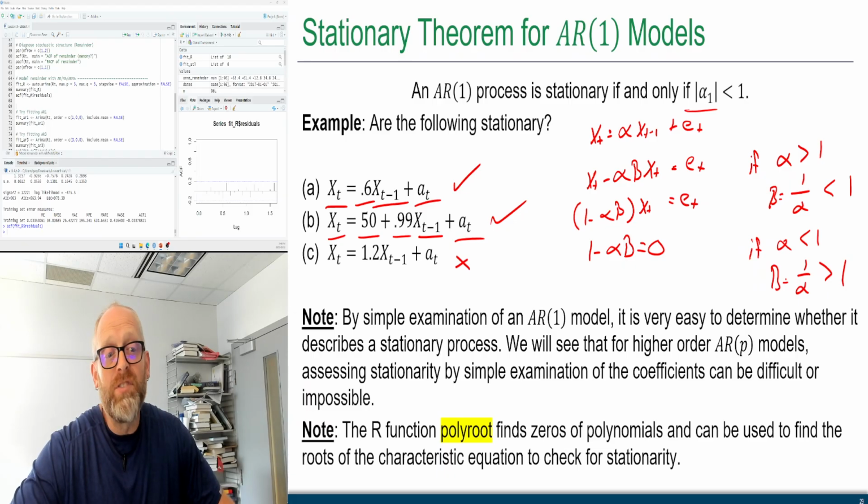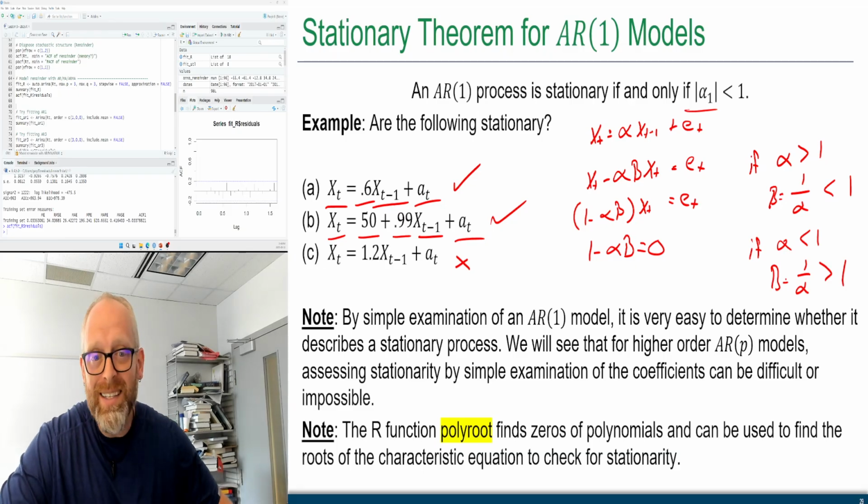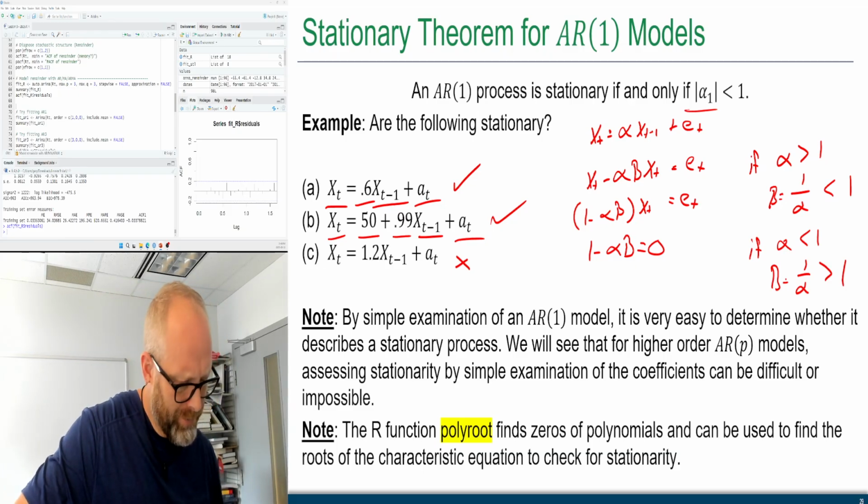Now in R, I can use the polyroot function, so I can build that polynomial that I get from applying that backward shift operator. I can ask, well, what are the roots? And if all of the roots are greater than 1 in terms of absolute value, then perfect, I'm done. That's it, that's all.